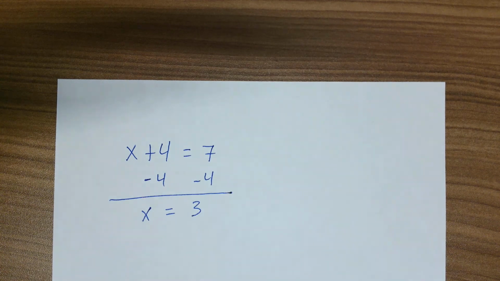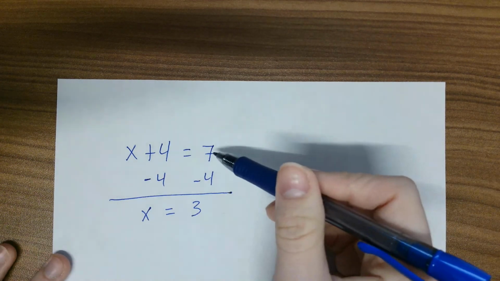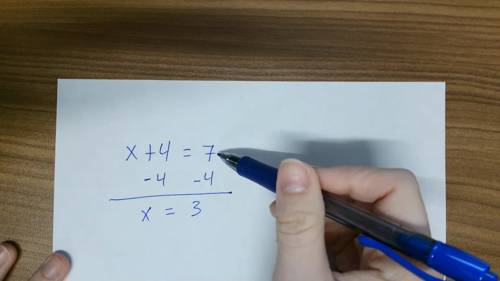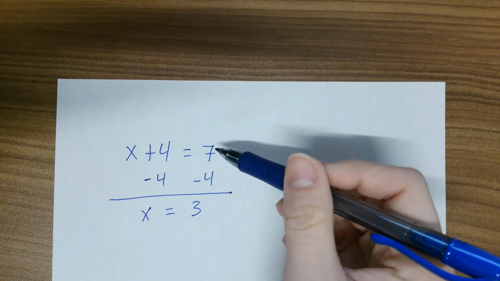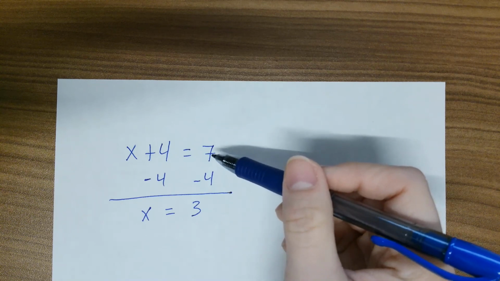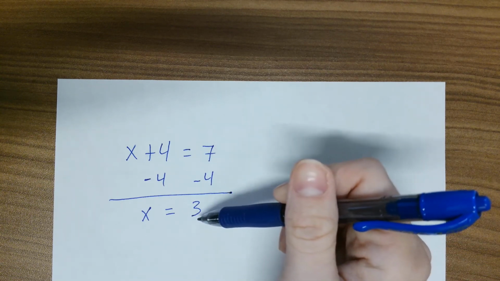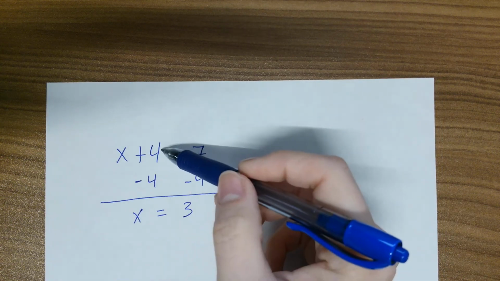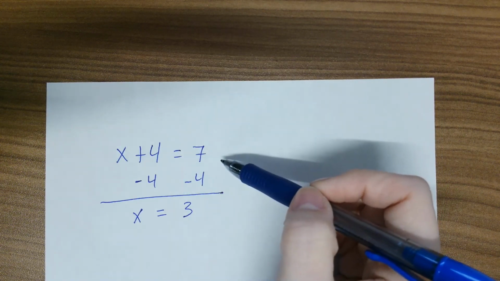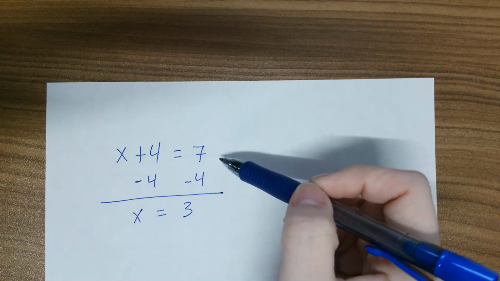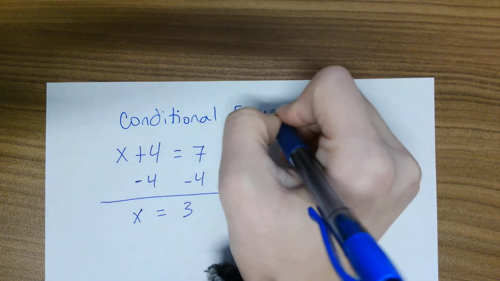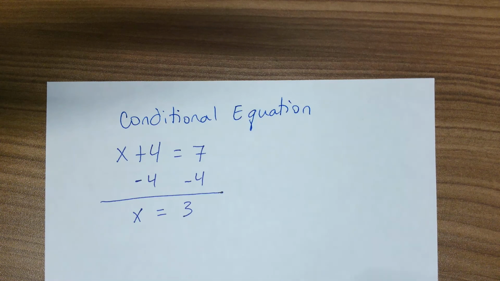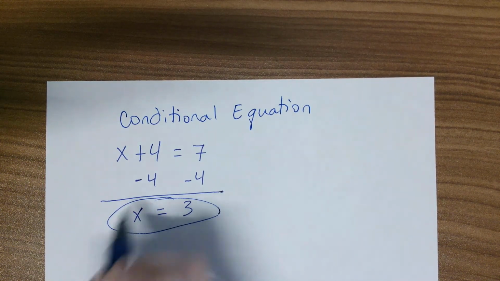Well, what does that mean? My original equation, x plus 4 equals 7, is true when x equals 3, right? So we put a condition on it. This equation is true as long as x equals 3. If x equals 4, 4 plus 4 is 8. That's not equal to 7, right? So this would not be a true equation anymore. So we say that this is a conditional equation because it's only true when this happens.